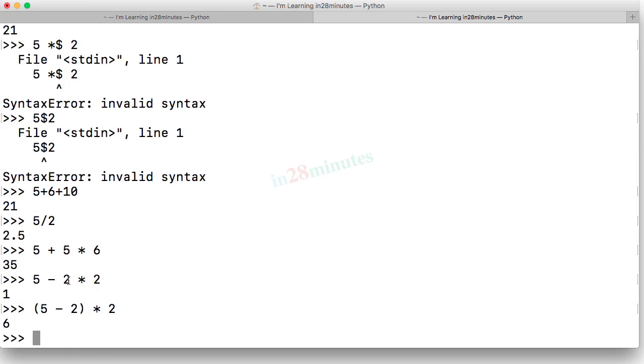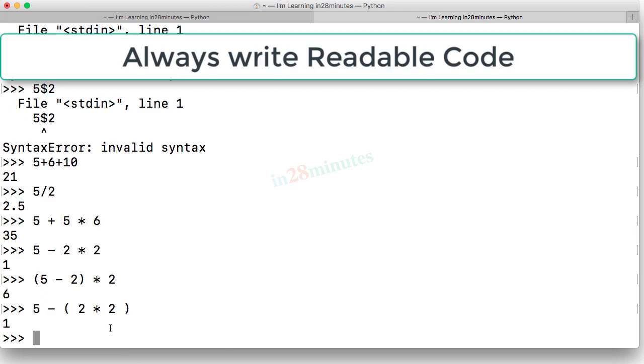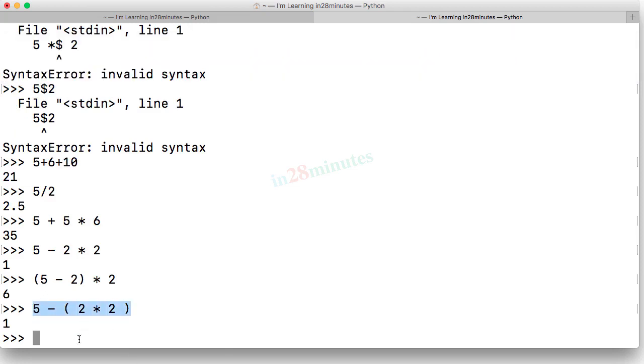One of the things which I like about parenthesis is it makes the expression even more clearer. So even in situations like this, 5 minus 2 into 2, you know that the result is 1, right? So even when you know that a specific operator has higher precedence, you might want to add a parenthesis to make sure that the expression is even more clearer. So anybody who looks at this, it's much more clearer than this.